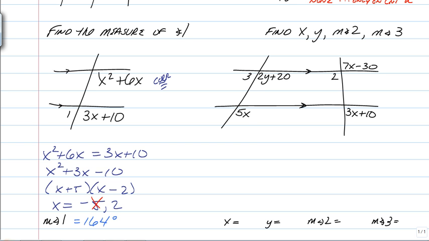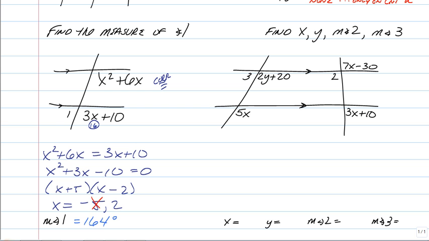Give it a try. So if you got the measure of angle 1 is 164 for the problem on the left, you are good to go. They are corresponding angles, so you set them equal to each other. And then you have to get everything equal to 0, meaning you get everything on the left side. Then you factor, you get x is 2 and -5. -5 won't work because you can't have a negative angle. So therefore, the only thing you have is 2. Plug the 2 in here, you get 16 degrees for that angle. Subtract it from 180 to get 164 for the measure of angle 1. And you are good to go.